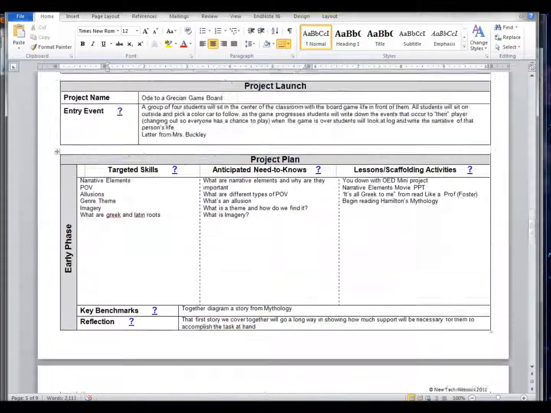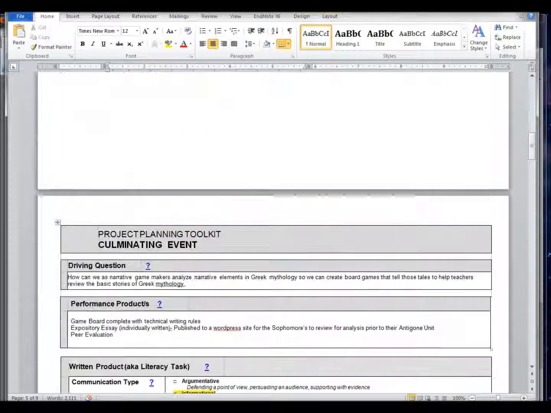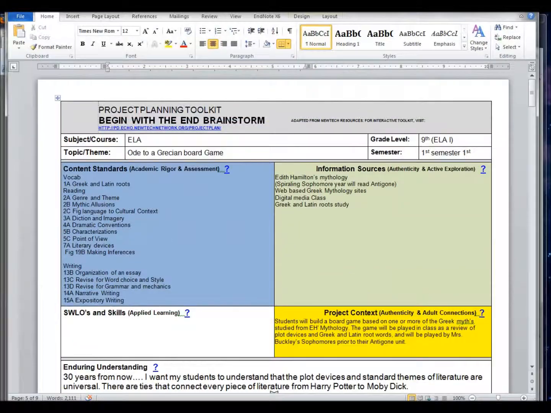Our PLP is now complete and ready for Critical Friends and the 6A's rubric. So I look forward to taking you through those at a later date, but for now you've got your PLP done. Show it to your administrator, show it to your department head, show it to your best teaching friends, and see if they have any ideas on ways you can improve it.